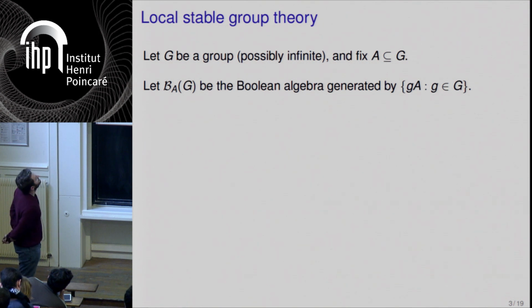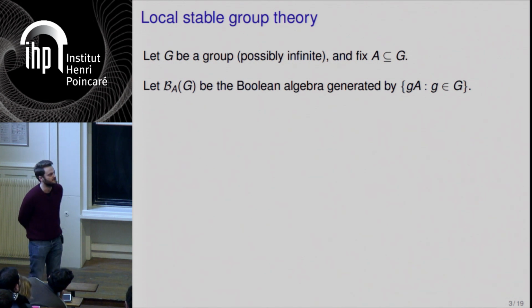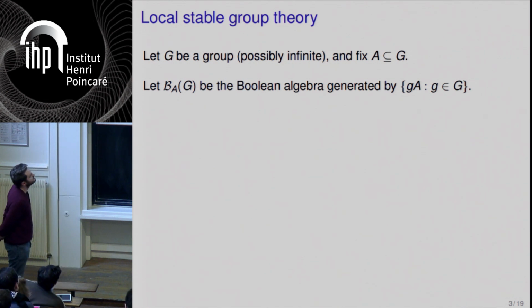So here, notation: let B sub A of G be the Boolean algebra generated by left translates of A. I'm going to be referencing this a few times. This is some Boolean algebra of subsets of G. And now here's the fact.